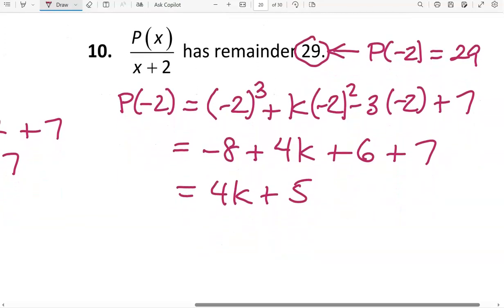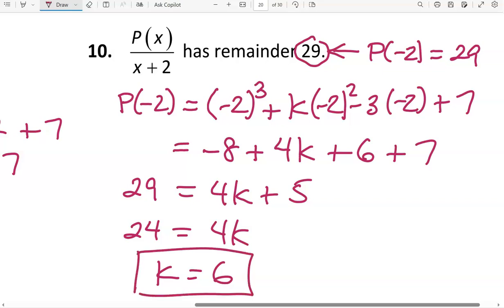If the remainder is 29, then p of negative 2 is 29, so 4k plus 5 equals 29. Subtracting 5, 24 is 4k, and k is 6.